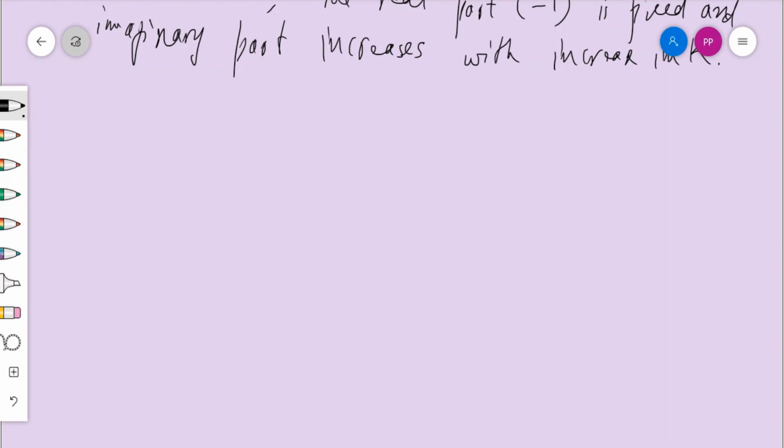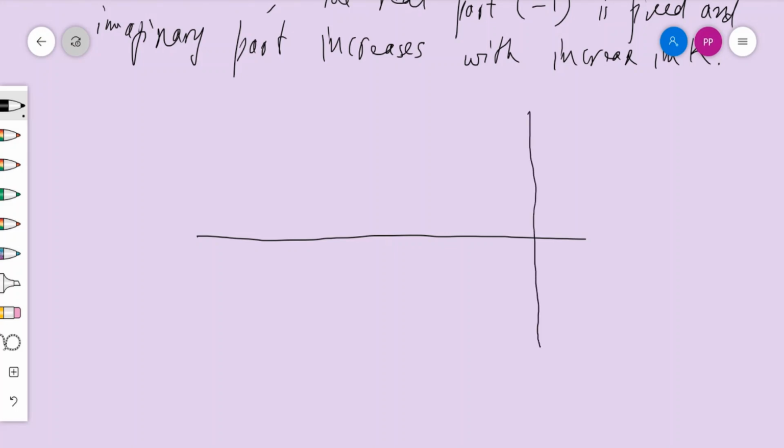So let us draw it by freehand. We are doing everything on the negative real axis, so let us adhere to the negative real axis, and there are no roots on the right side of the plot. So let us say this is the s-plane. We have the sigma axis, and we have the j omega axis.